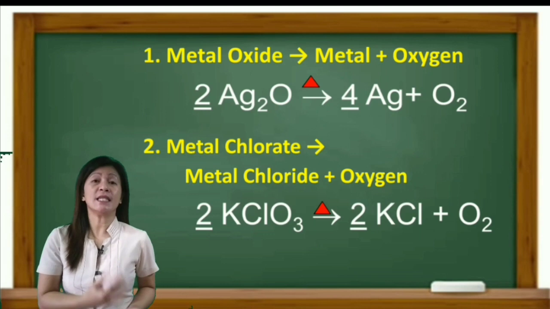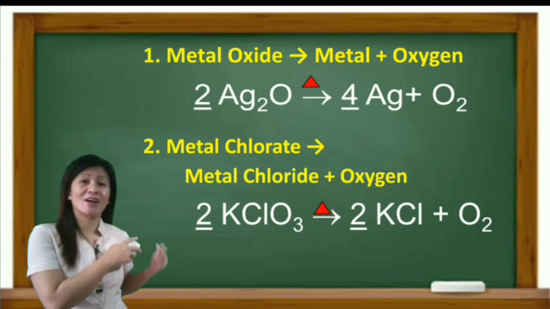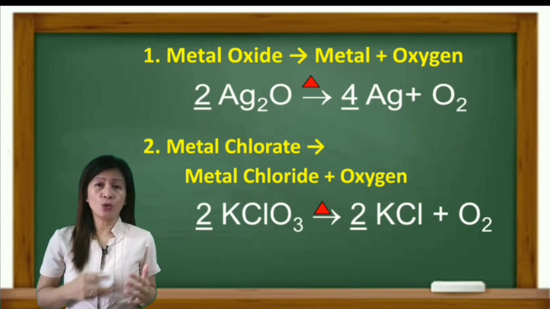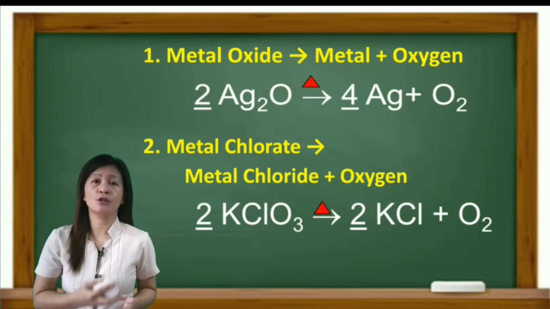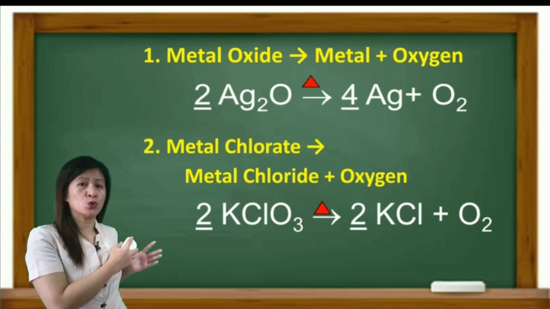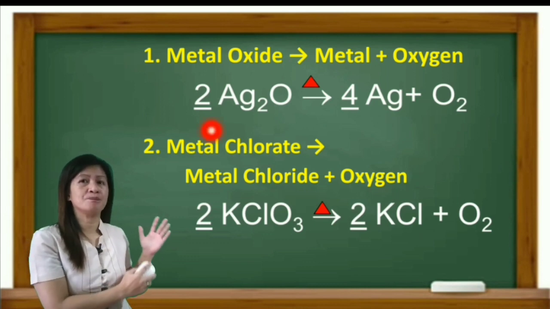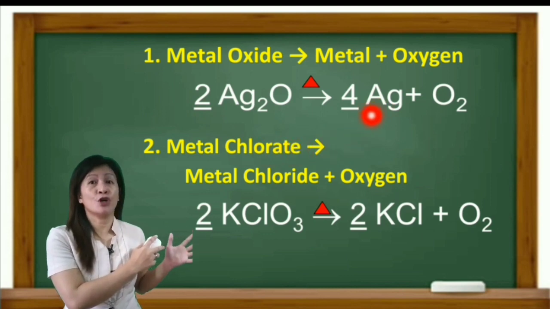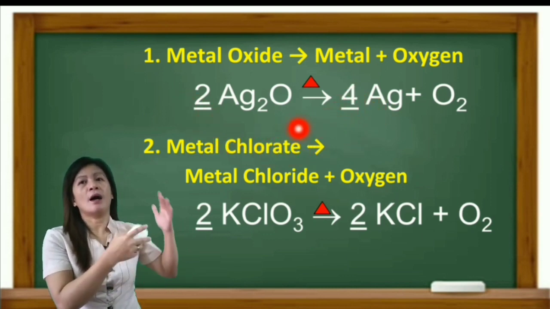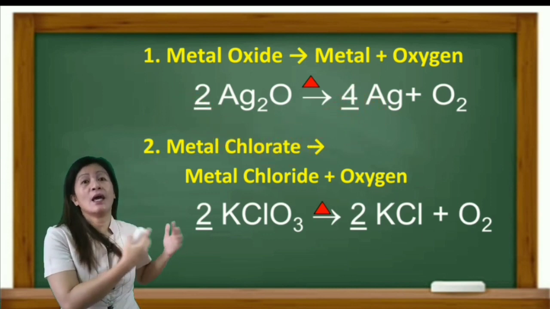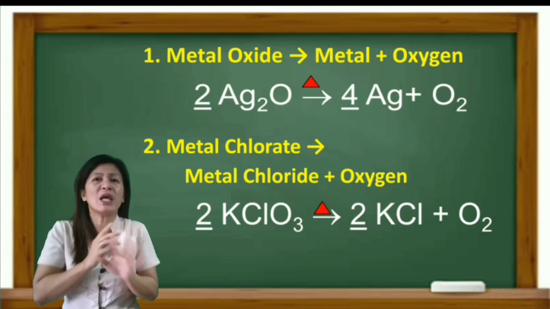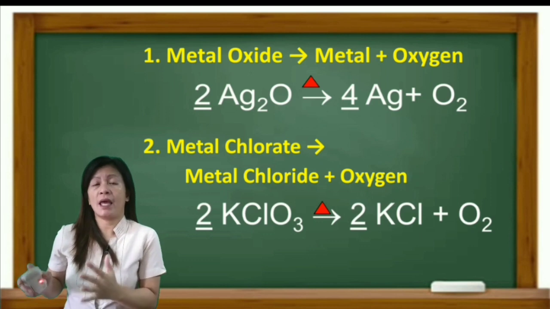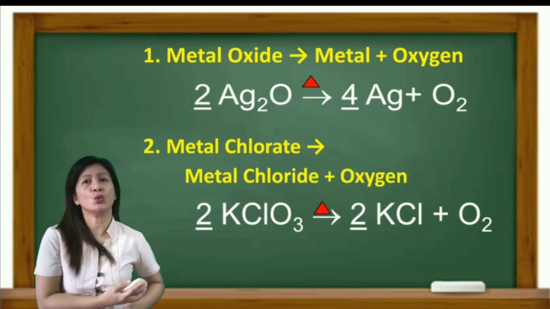Silver oxide is heated, as indicated by the triangle over the arrow, to break down to its components silver and oxygen. So adding coefficient 2 in front of silver oxide and 4 in front of the symbol of silver balances the equation. Okay, so that's breakdown of metal oxide to its components, metal and oxygen. Let's have example number 2.